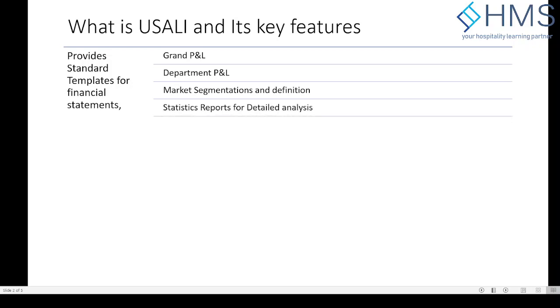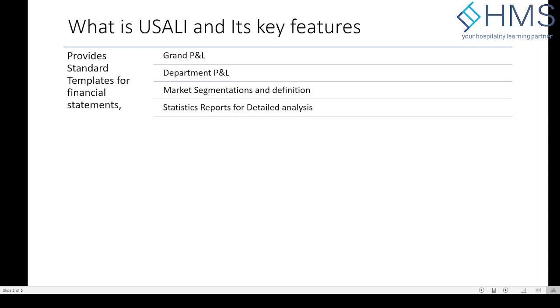And then you have statistics reports for more detailed analysis. So per cover analysis, average checks, ADR, occupancy statistics. Those are all statistics reports, which enable the analysis of the profit and loss statement in much more detail. That process and those standards are already defined under the uniform system of accounting for industries. So that's why hotels do not require a very elaborate cost management accounting system, because it's already given as a part of the financial statement.